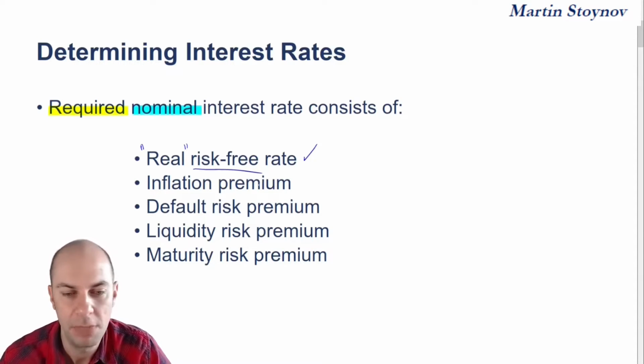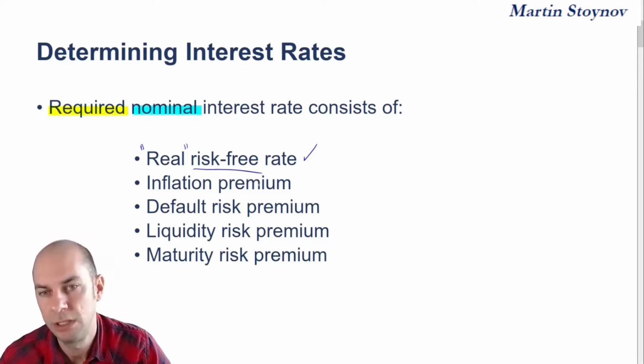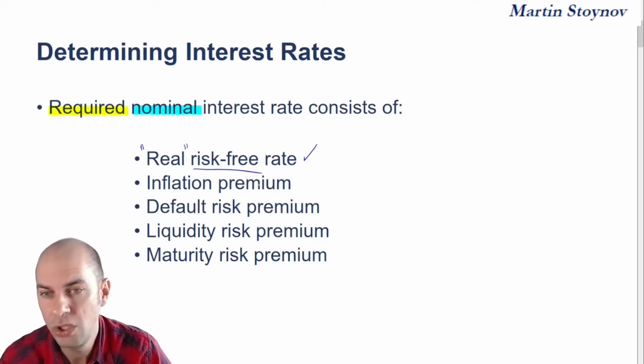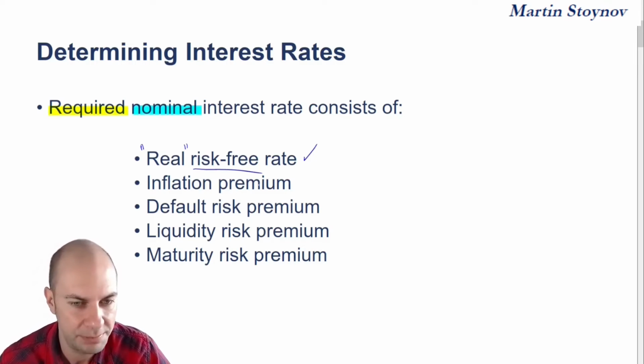And then finally, maturity risk premium is looking at the premium associated with the fact that longer dated bonds are riskier than shorter dated bonds. So this is going to be quite specific to bonds.